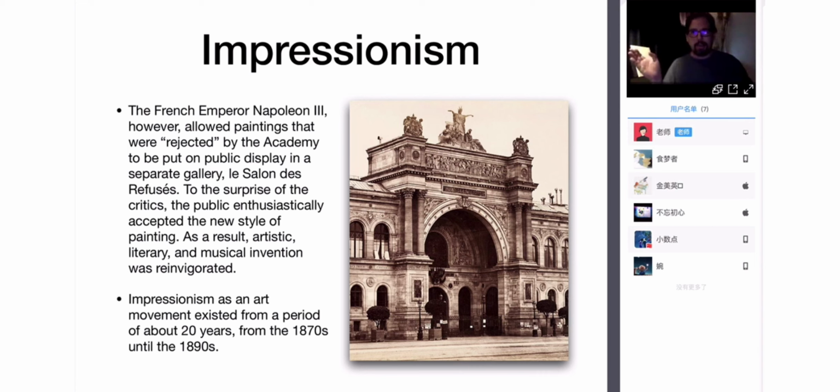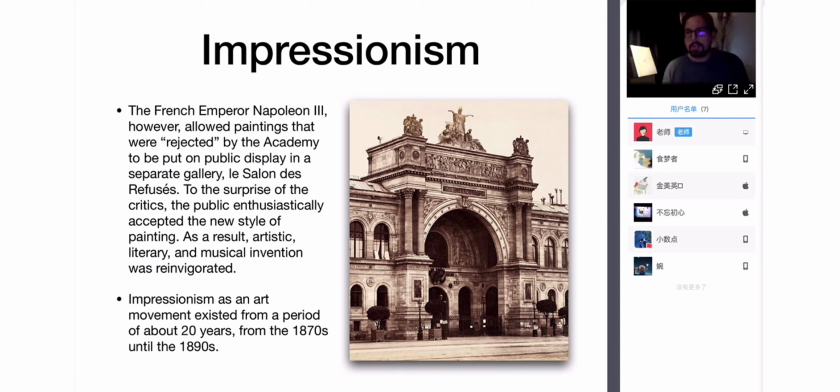However, the emperor at the time, French Emperor Napoleon III, was sympathetic and allowed the paintings that were rejected by the Academy to be put on public display in a separate gallery. That gallery was called Le Salon des Refusés, so the gallery of the rejected paintings is how that translates from French. And to the surprise of critics, the public enthusiastically accepted this new style of painting.